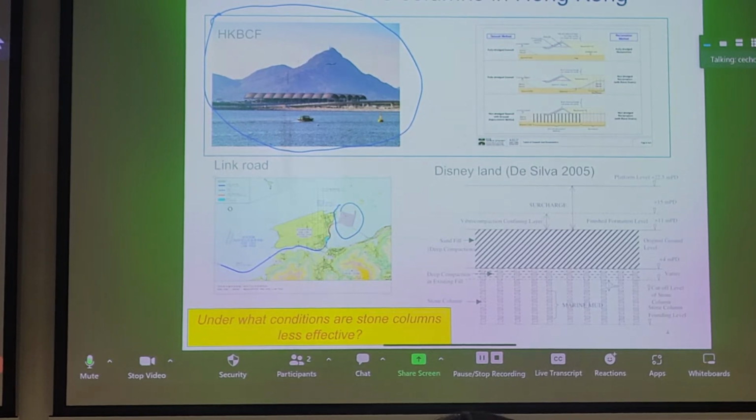So with such a tight schedule, 2.5 to 3 months, it was determined that for parts of the reclamation, perhaps we should use stone columns. The Disneyland reclamation was actually partially dredged, if not mostly dredged. Only parts of this special road in the middle for access was stabilized using stone columns. Now, let's take a look at this particular case study here.